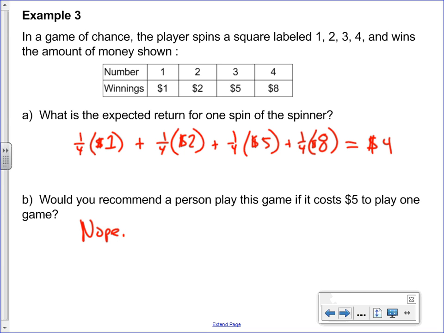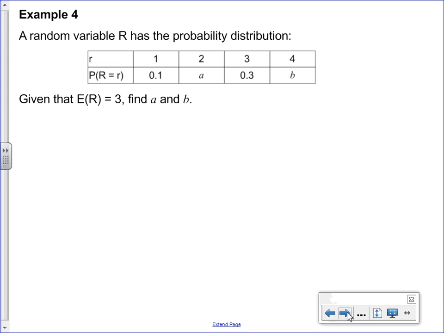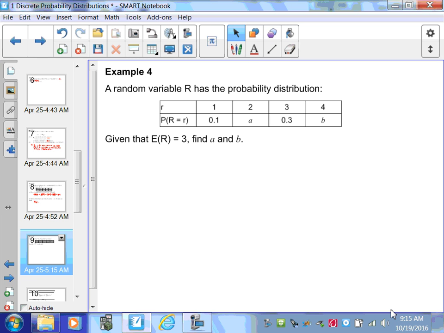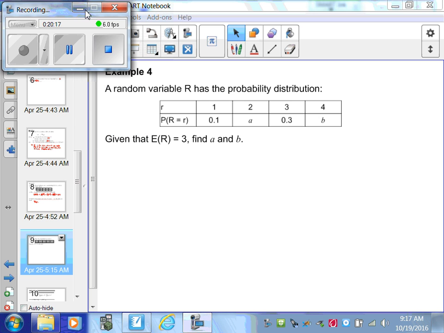Okay. All right. Here's a fun one. I like it when they throw these problems out. This is super easy, because they tell you some of the probabilities. You have to find A and B, but they tell you that the expected return is 3. What do you think? Pause it. So, keep working if you're still working.